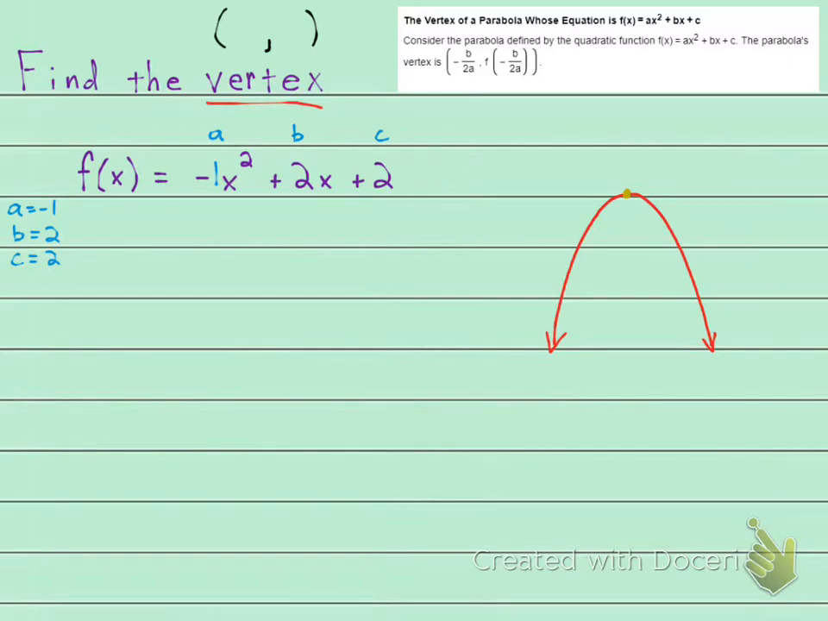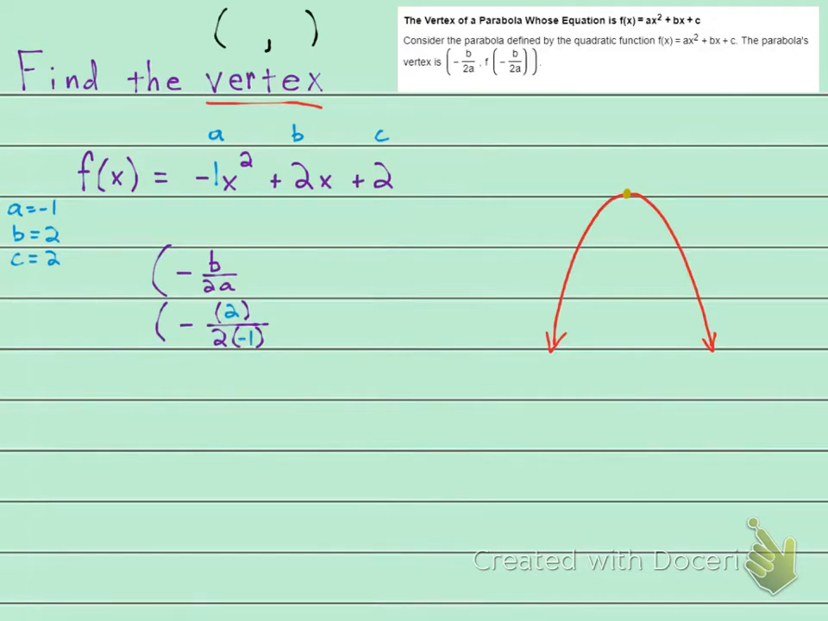So to find the first part of that vertex, it's going to be negative b over 2a. And I'm going to plug in for b, I'm going to plug in for a. So negative b over 2a. Every time I plug in, I always just leave a blank set of parentheses, and then I'll plug in. B goes right here, which is 2. And then a goes right here, which is -1.